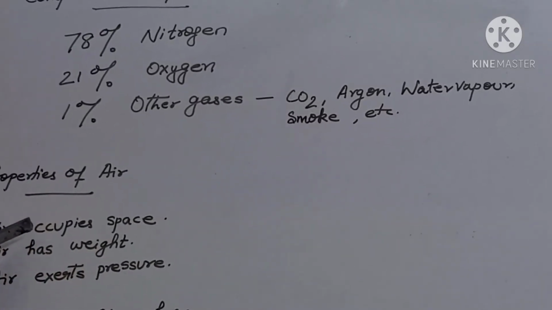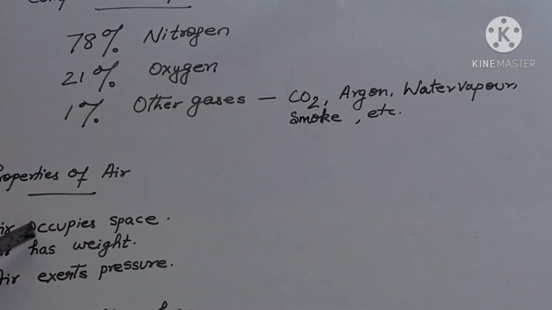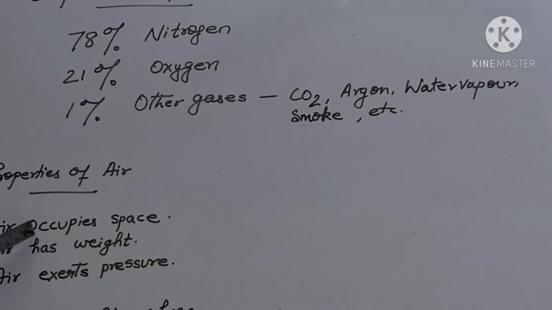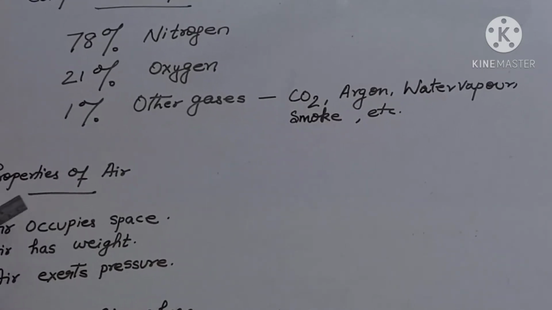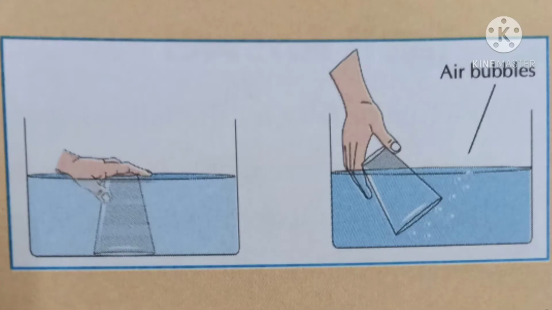Now, second property, air occupies space. Air fills up all kinds of spaces which can be explained by an activity. Take a tub full of water and a transparent empty glass and turn it upside down and put it inside the tub containing water. Now tilt the glass slightly and press it.